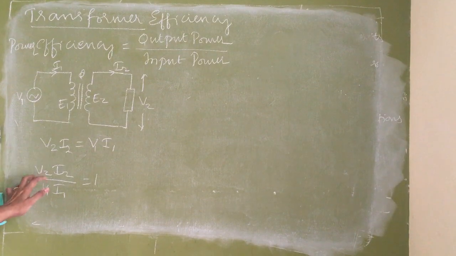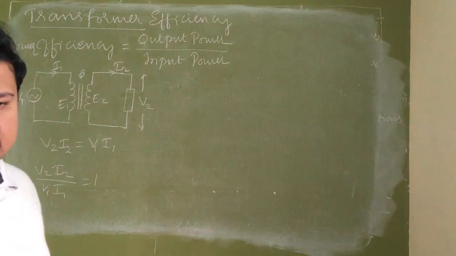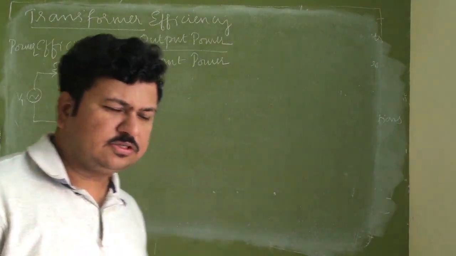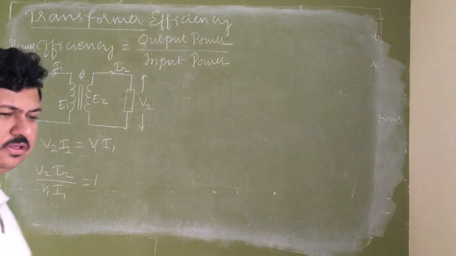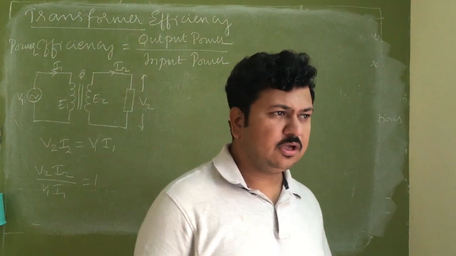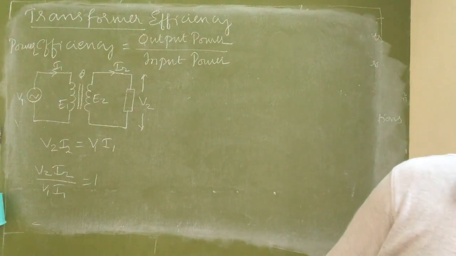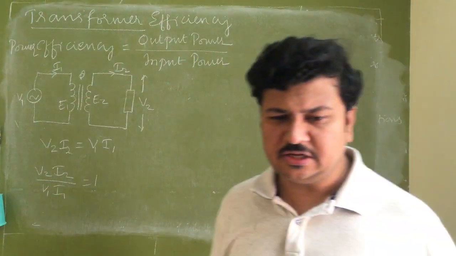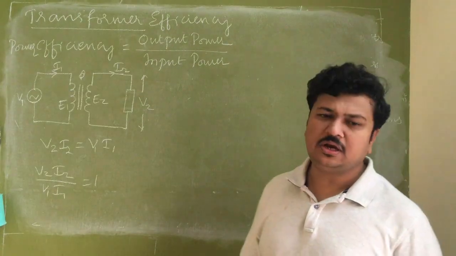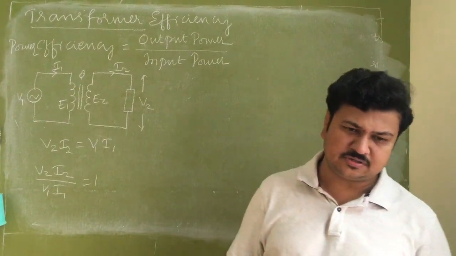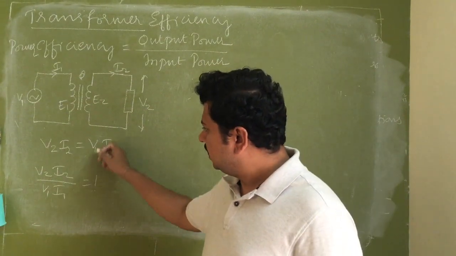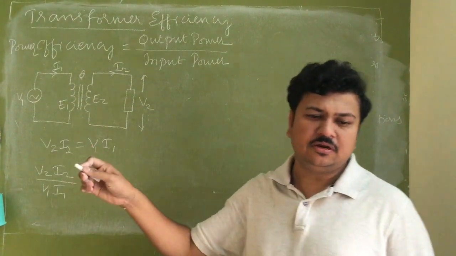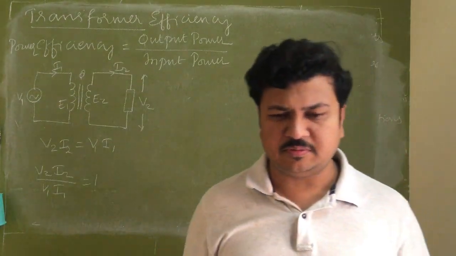With respect to this ratio, my efficiency will always become 100%. But already we have seen in the previous lectures that there will be losses in the transformer. So if there is loss existing in any system, efficiency cannot be 100%. It will be less than 100%. Therefore this is not the power that I am interested in to calculate the efficiency of the transformer.